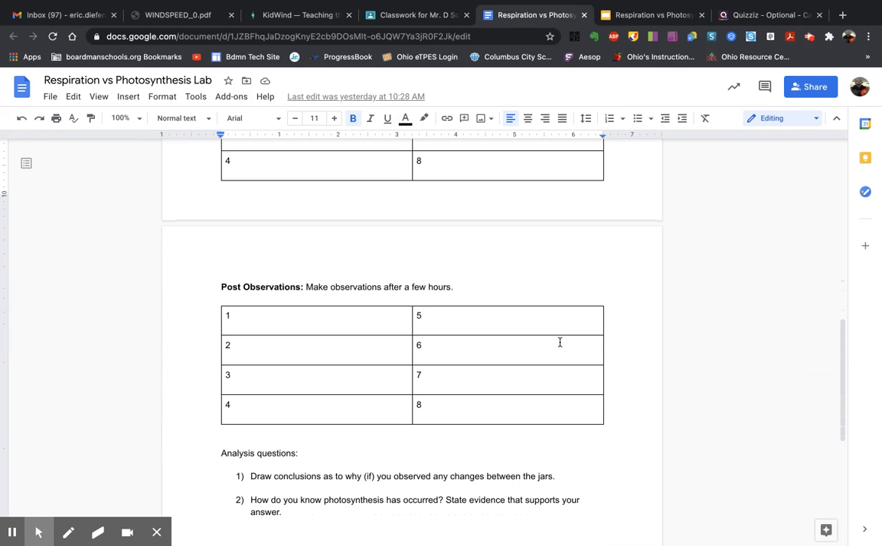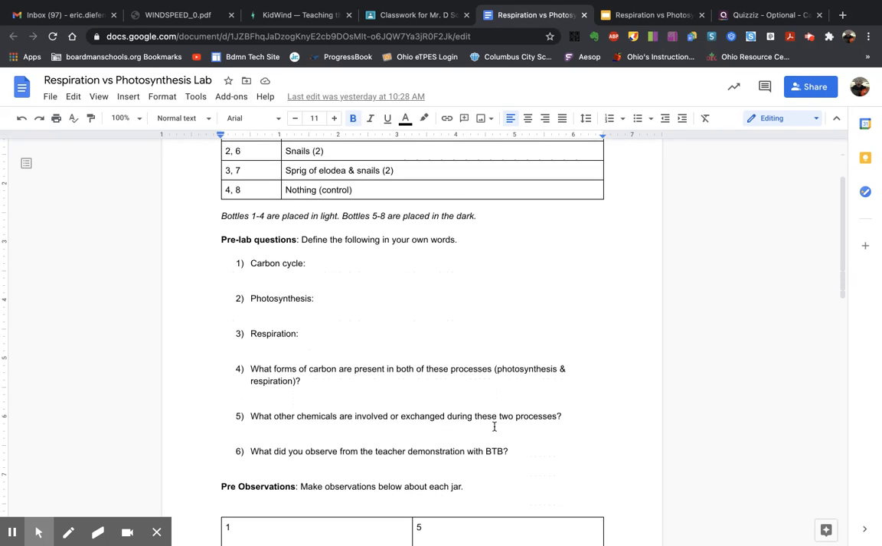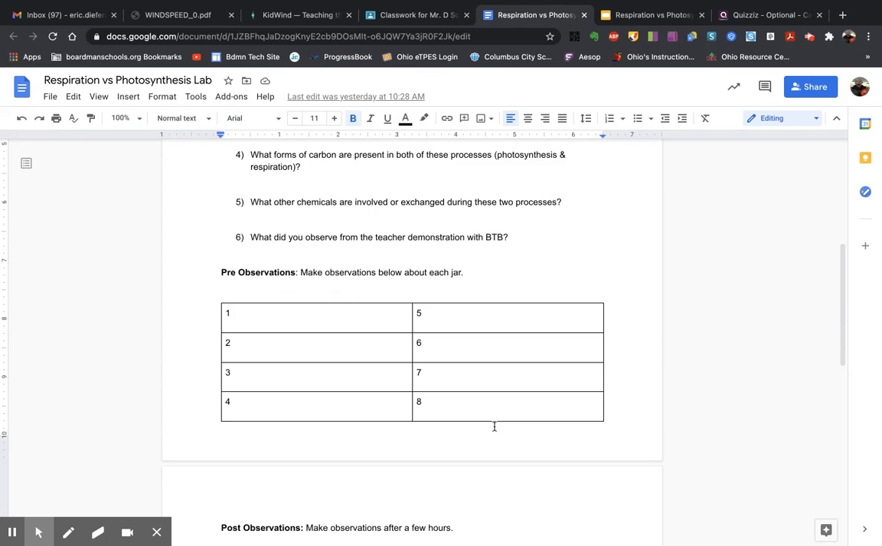You will not be doing the post-observations or the analysis questions today because we will look at those tomorrow and see what changes we observe between the 8 jars, comparing the light versus dark, snails, Elodea, or the jars without anything. If you have any questions, you can definitely email me or make a comment on the assignment so I can get back to you. But I will be checking by the end of today that the pre-lab questions are done and the pre-observations are done, and that will be your attendance for today.